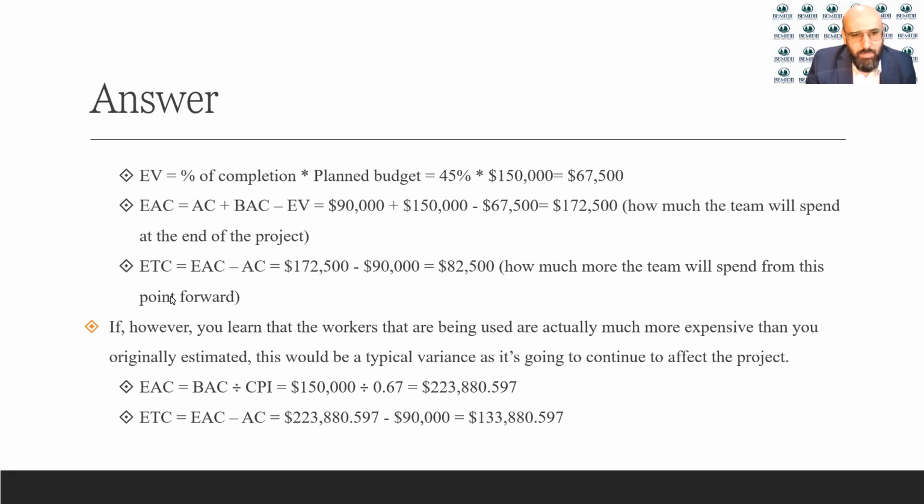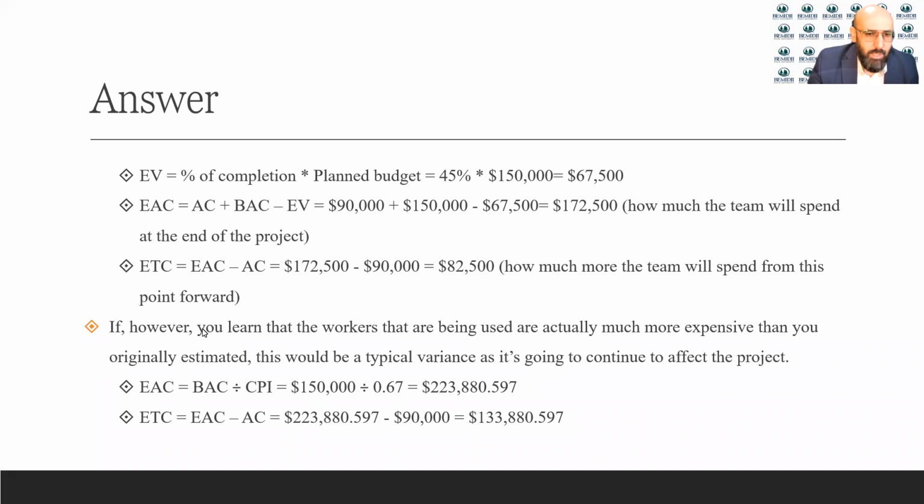The estimate to complete would be the EAC that we calculated here minus the actual spending, or the actual cost. So 172,500 minus 90,000 will give you 82,500. This is how much more the team will spend from this point forward.